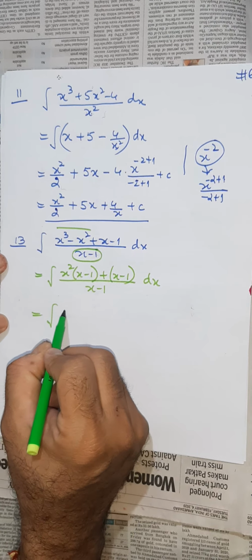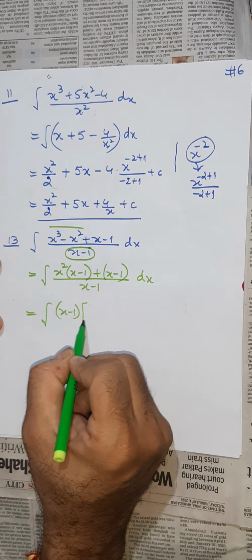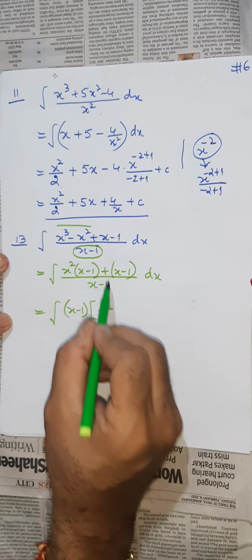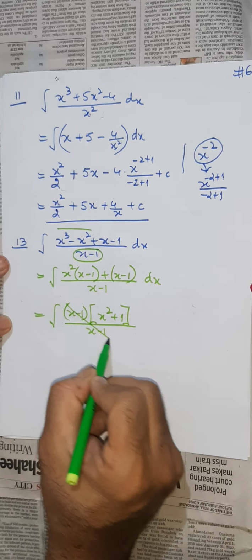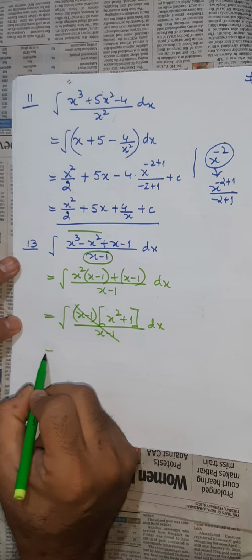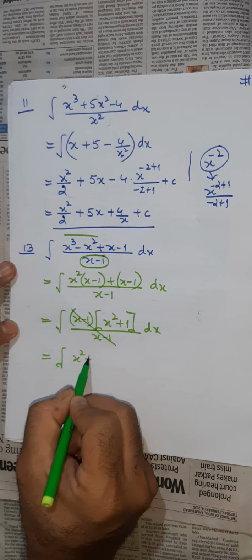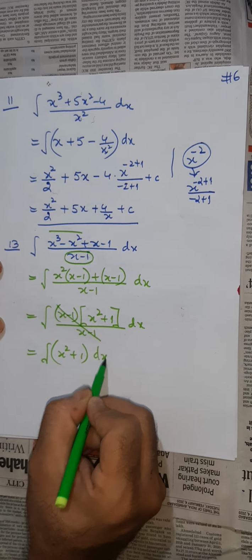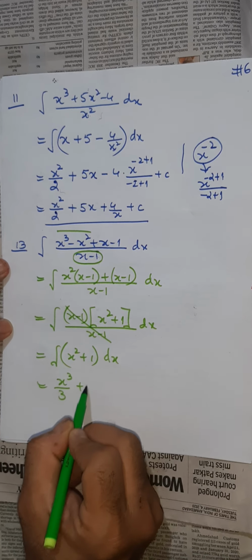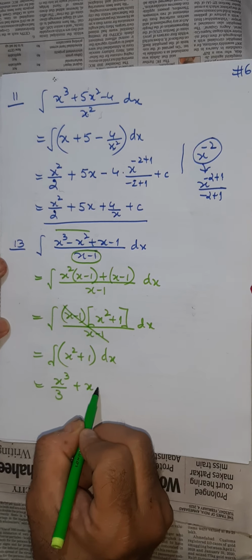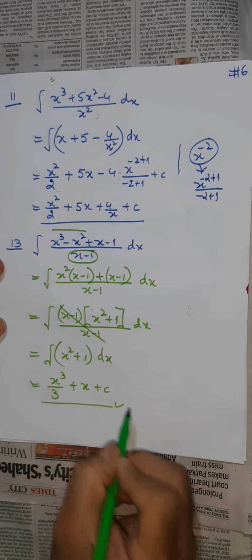So x minus 1 will be common. Inside the bracket you are getting x square plus 1 upon x minus 1. Now this will get cancelled. So we are just left with x square plus 1. And what's the integral of x square plus 1? X cube by 3, the integral of 1 is x, plus c. This is your final answer.